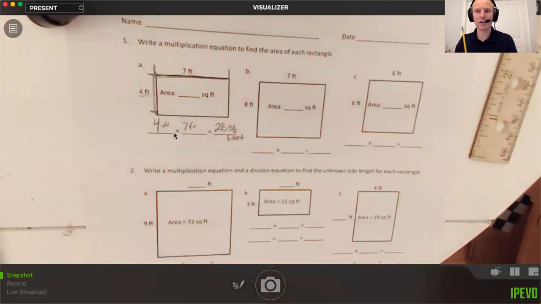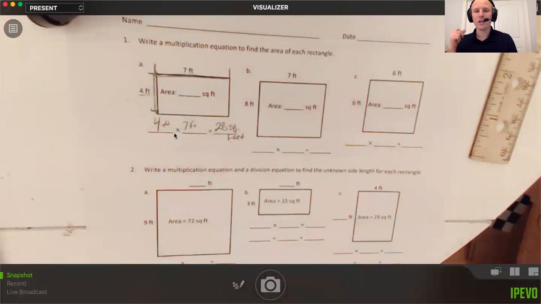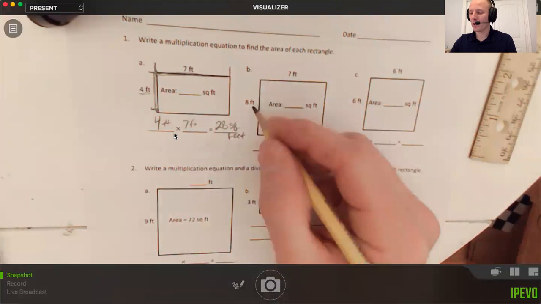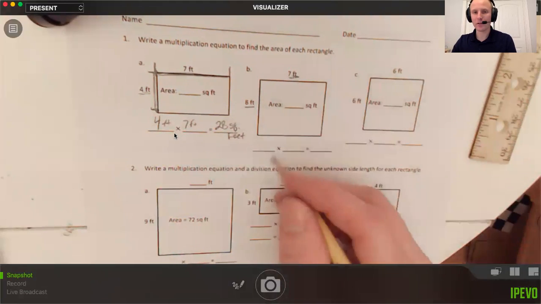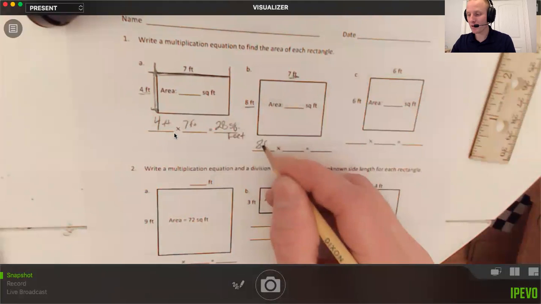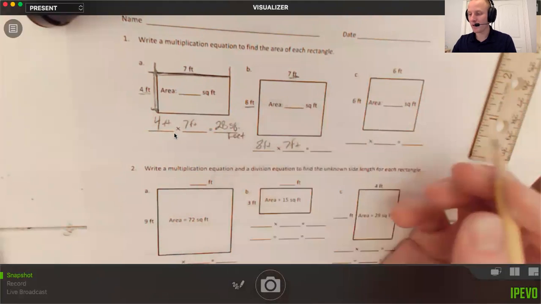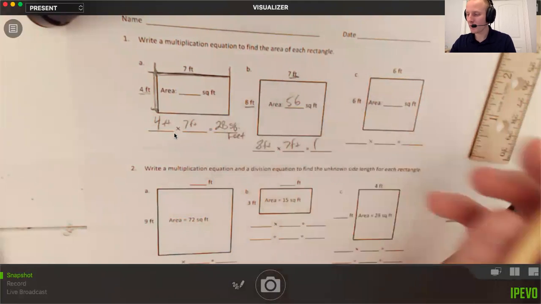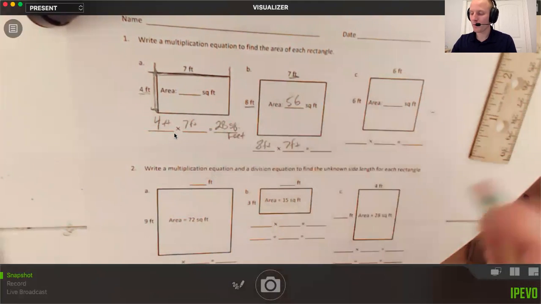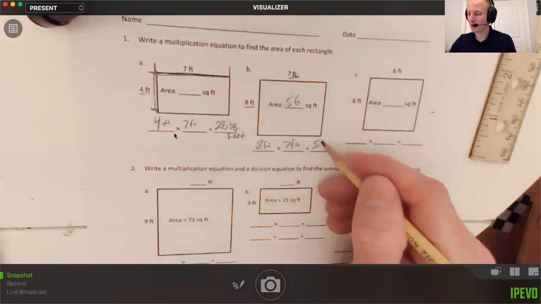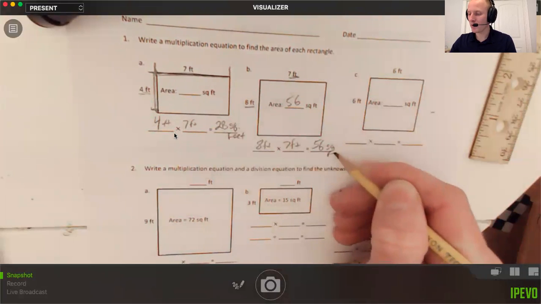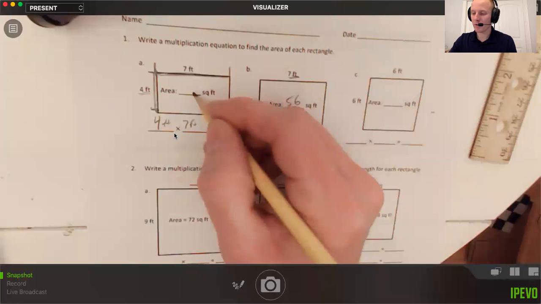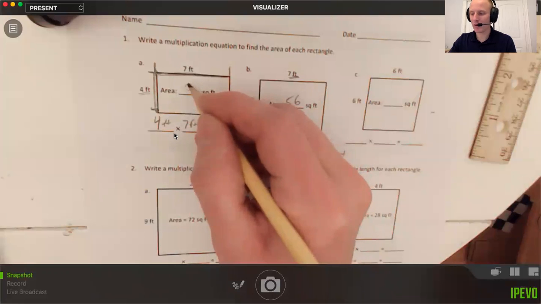This is where it comes in handy to know those math facts, right? If you just know your math facts really quickly, you're going to fly through this. This one, we have 8 feet times 7 feet. 8 times 7 is 56, 56 square feet. I didn't write this one. I'm back on part A. I didn't write in our 28 square feet there.